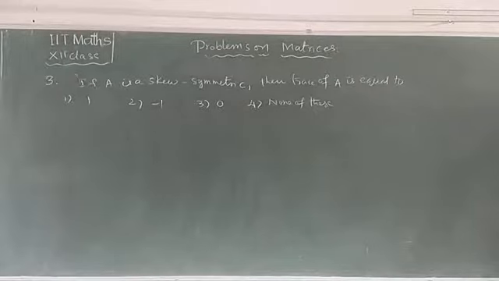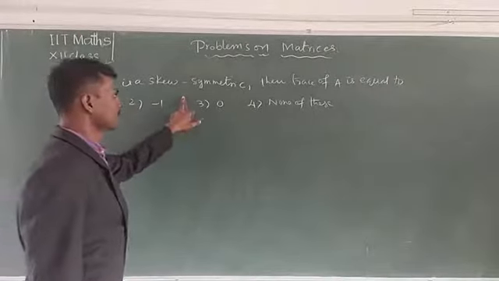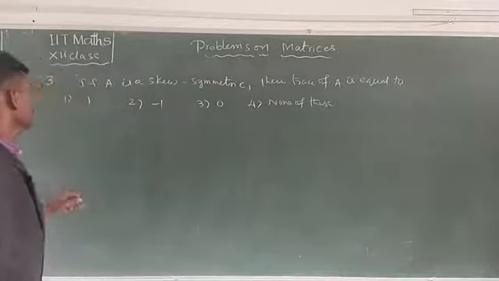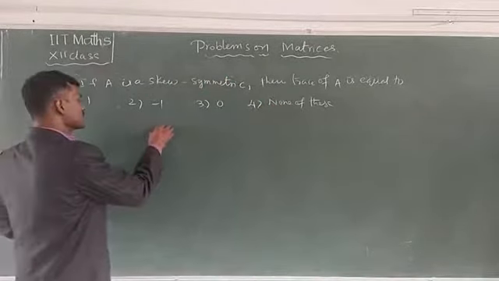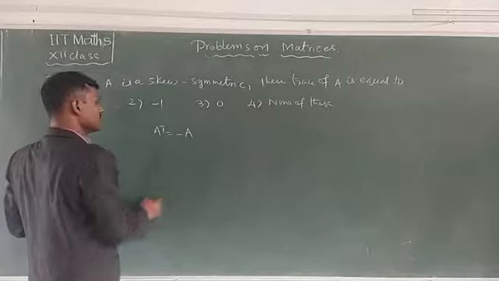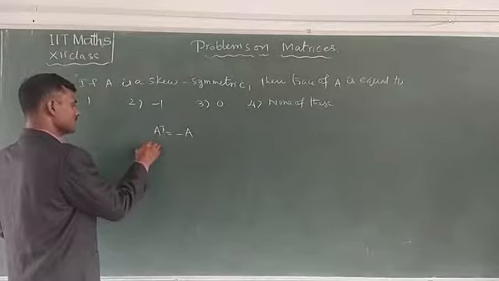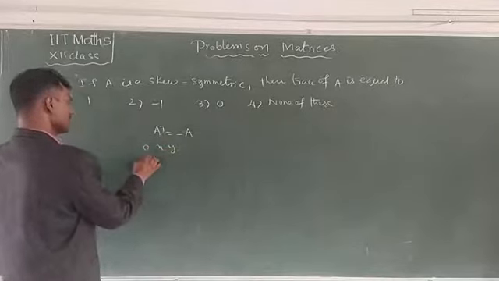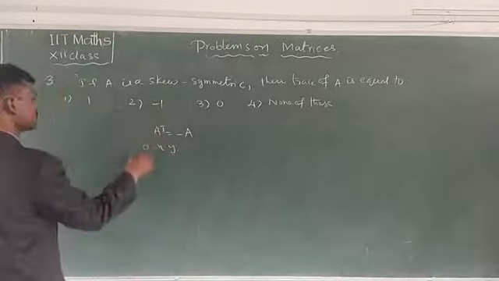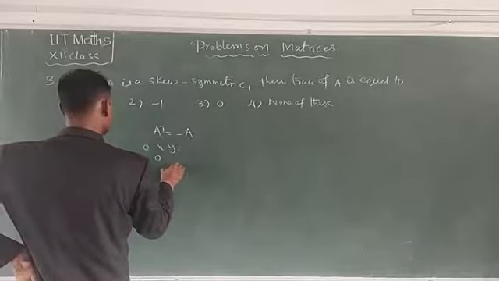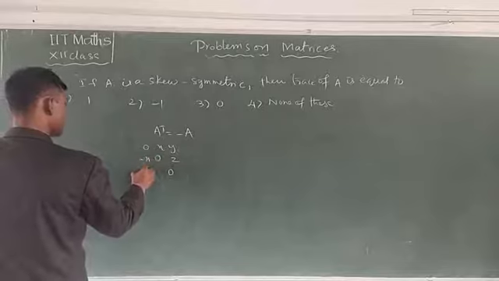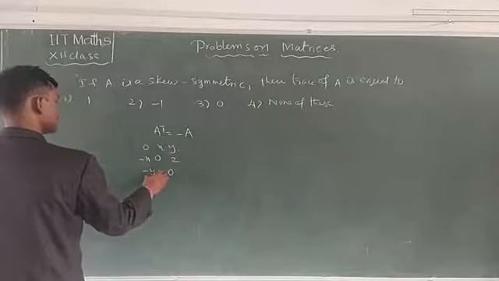Okay, next problem, the third one. If A is a skew symmetric matrix, then the trace of A is equal to. See here, a skew symmetric matrix means A transpose is equal to minus A. Okay, here 0, X, Y, and its principal diagonal is equal to 0. Then X, Y, Z, then here minus X, minus Y, Z, minus Z.